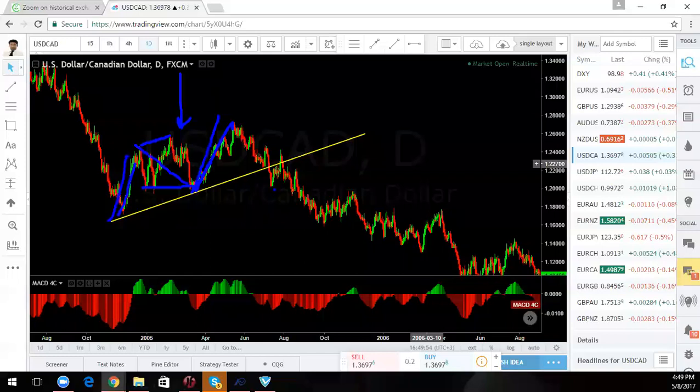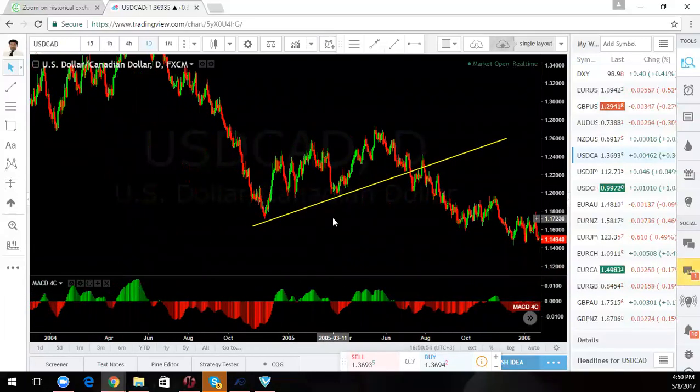And that is in a correction. What if you go in this correction? What if you go in this correction here? What would a correction be made up of? Any corrective structure is made up of an impulse, a correction, and another impulse. An impulsive move, a corrective move, and another impulsive move.